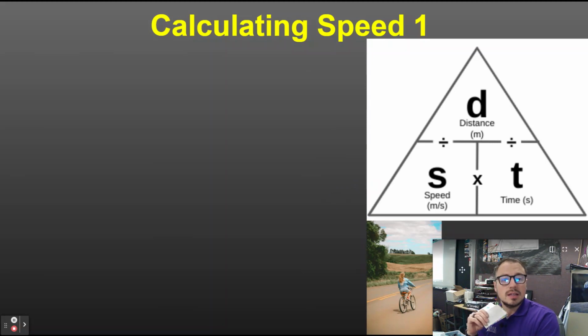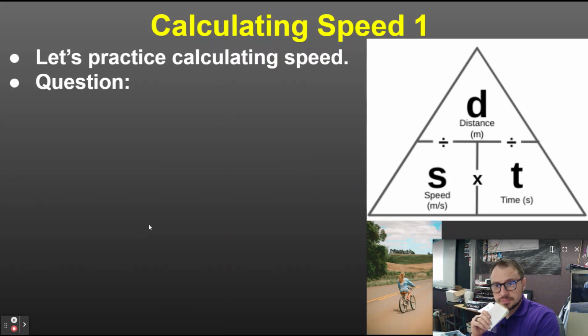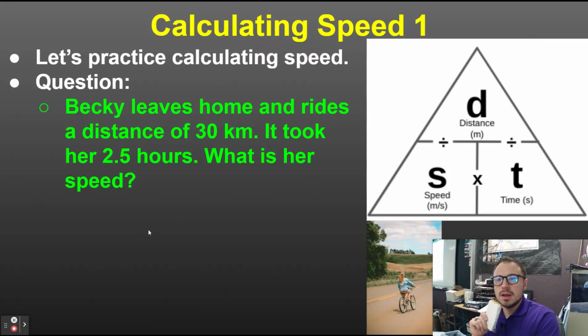But now let's just get practice calculating speed. So here's a question. Becky leaves home and rides a distance of 30 kilometers. It took her 2.5 hours. What is her speed? So the first thing I need to do is ask myself, what is this question asking me to find? It's asking me to find the speed. So here's how I use that triangle. I cover up the unit that I'm looking for, which is speed, and that gives me the equation. So if I cover up speed, I get distance divided by time.